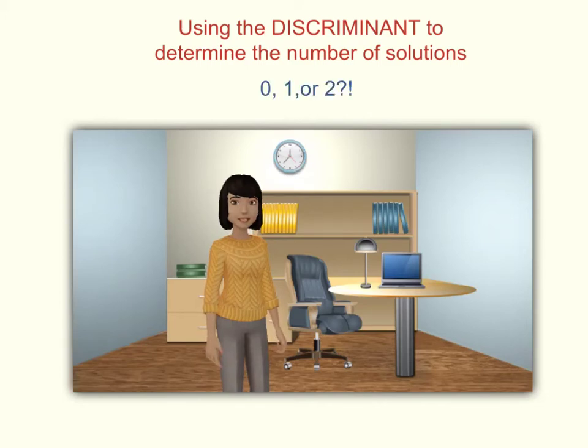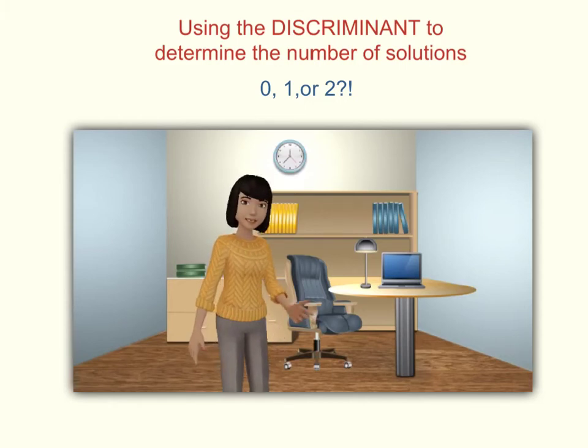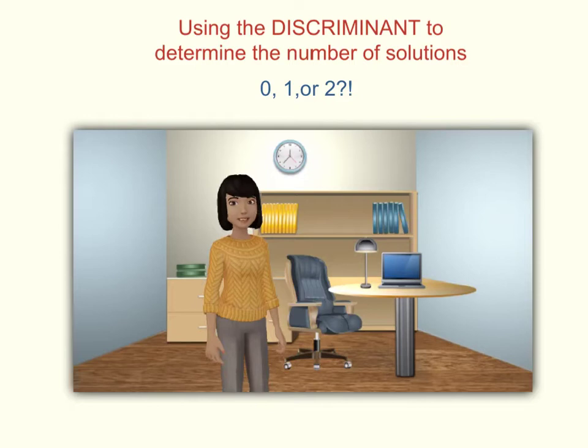Today's lesson is on using the discriminant to determine how many solutions a quadratic will have. Before I explain what that exactly means, we're going to quickly look at three different quadratic equations and what their solutions are using the quadratic formula.